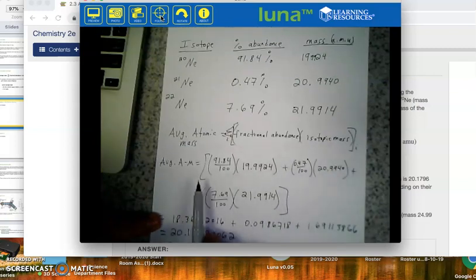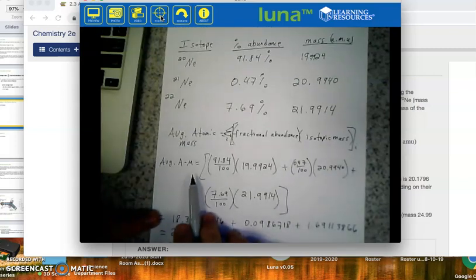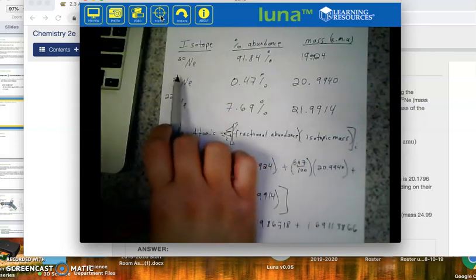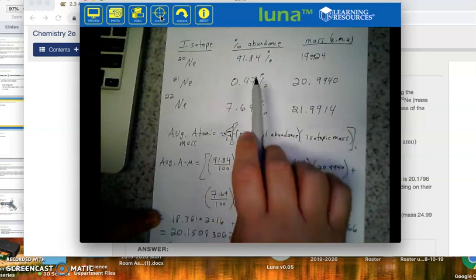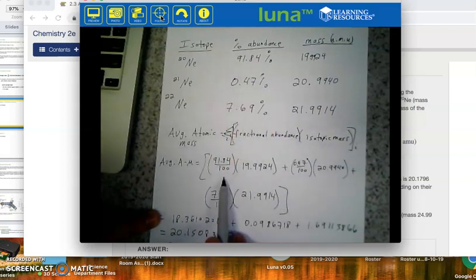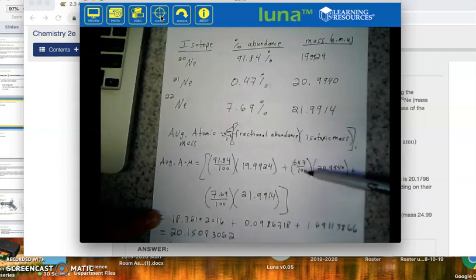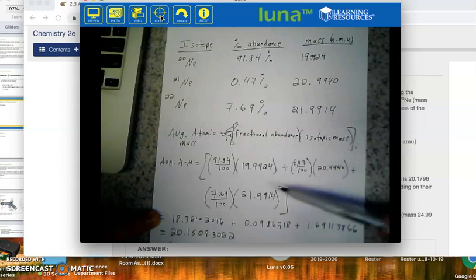And so to figure out the average atomic mass, I take my percent abundance of the first isotope, so for neon 20, 91.84, divide that by 100, or just move the decimal place over 2 places to the left, and multiply it times the atomic mass for that element. Okay, and do that same process for the other 2 isotopes. All right, so the percent divided by 100 times the mass. Do that again, percent divided by 100 times the mass.